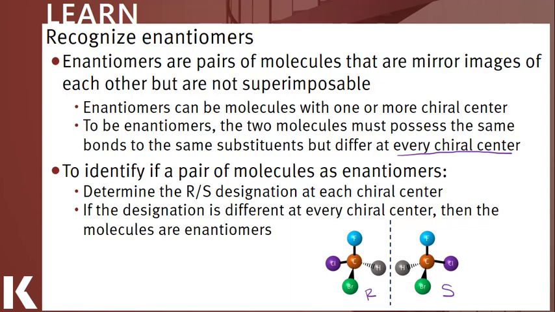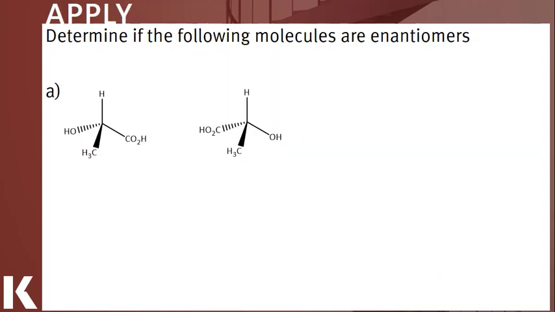You won't always be given the RS designation at each chiral carbon, so to identify if a pair of molecules are enantiomers, you need to determine the RS designation if it's not given, and if they're different at every single chiral center, then they are enantiomers. Let's do some examples. Notice the RS designations aren't given to us for any of these, so we may need to find those.